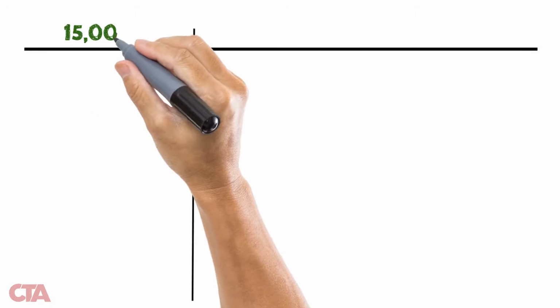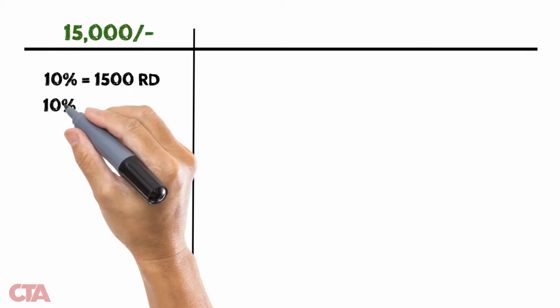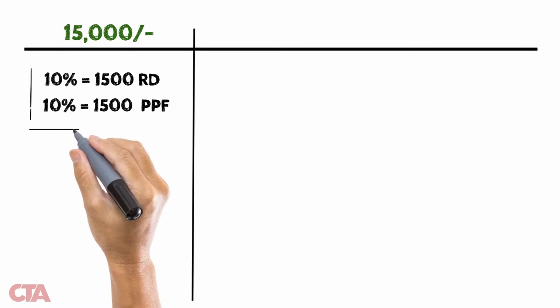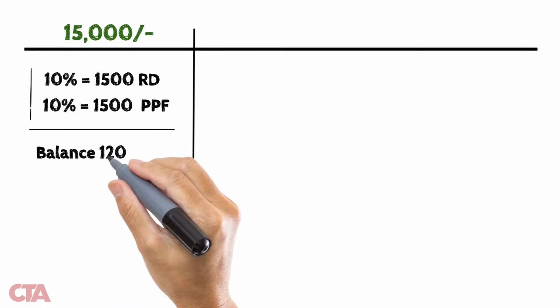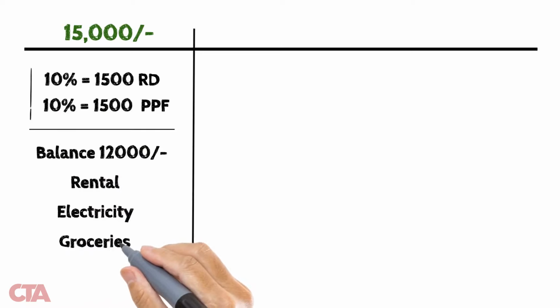I would be putting 10% of that money, that is 1,500, into a recurring deposit. Another 10% I would put in a public provident fund. So that takes care of 3,000 rupees out of the 15,000. With the balance 12,000 I will have to plan out my rental, electricity, my groceries and my travel.